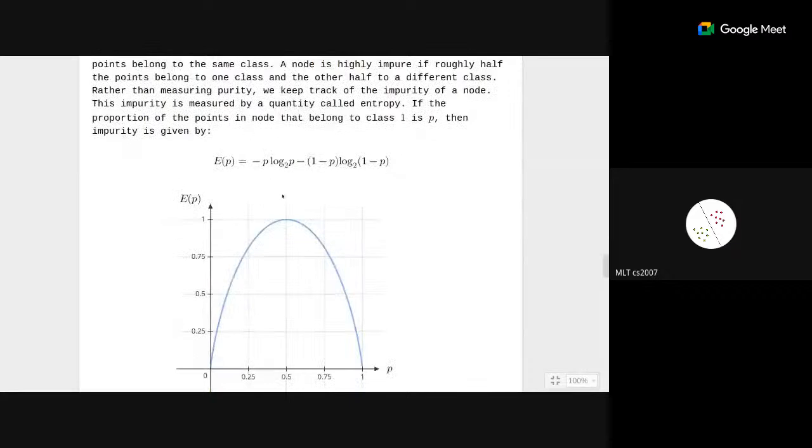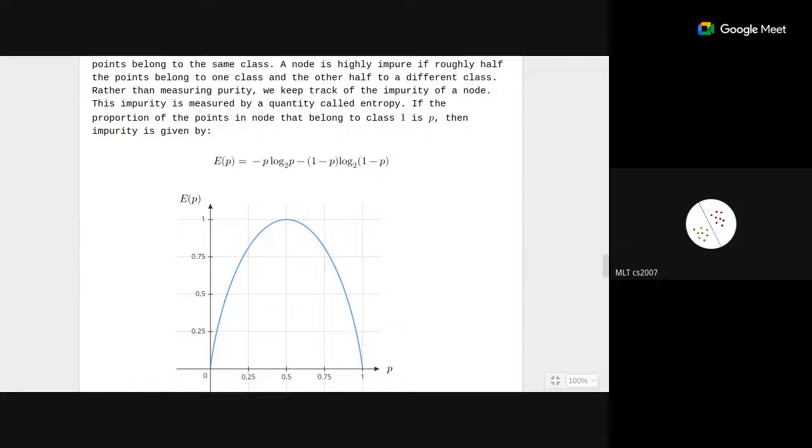Right, so how do you choose a good question? So you choose a good question by looking at how... Ankit, can you mute? There's some noise from there. So, how do you decide if a question is good or not? Depending on how pure your children are after the split is done.